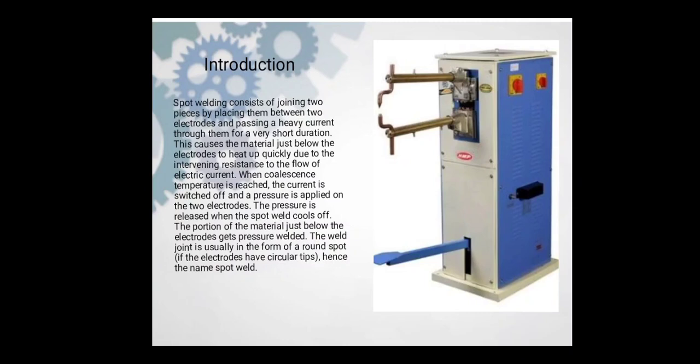The portion of the material just below the electrodes gets pressure welded. The weld joint is usually in the form of a round spot if the electrodes have circular tips. Hence the name spot weld. In the figure you can see the spot welding machine, on which the spot welding operation is performed.